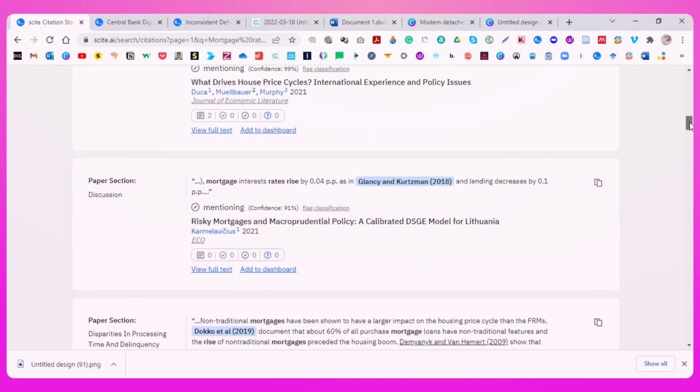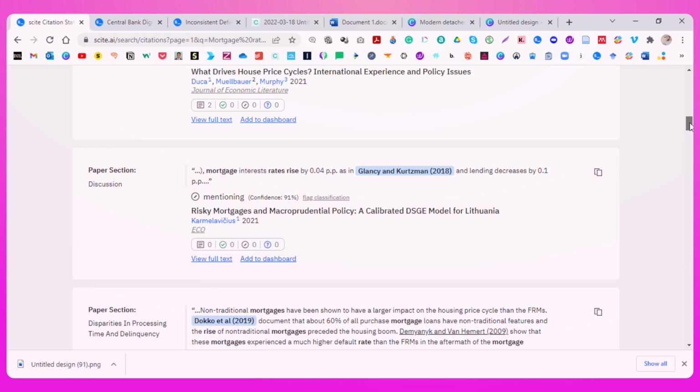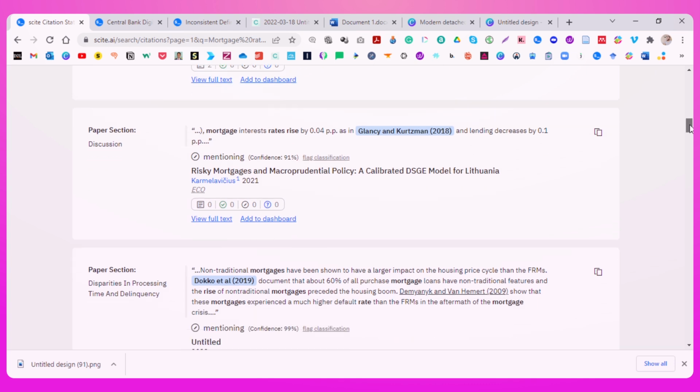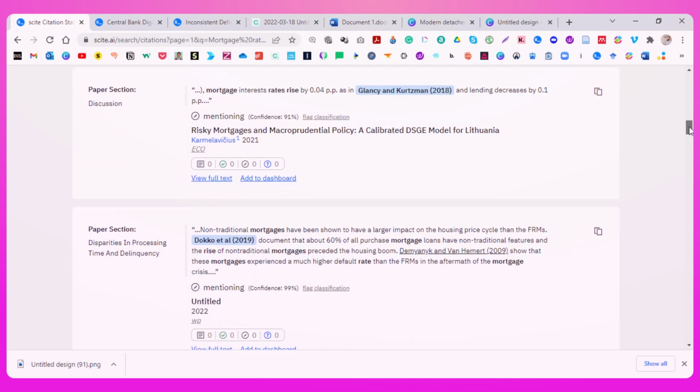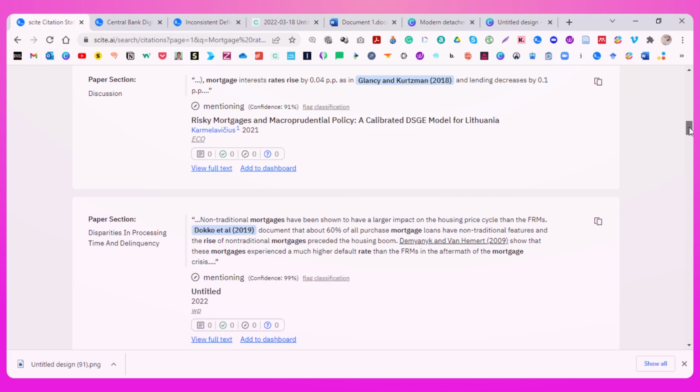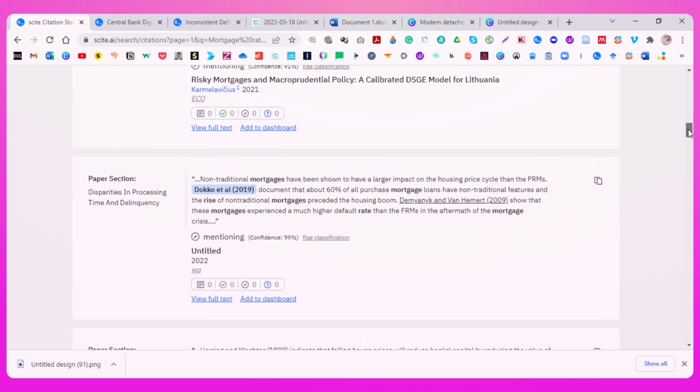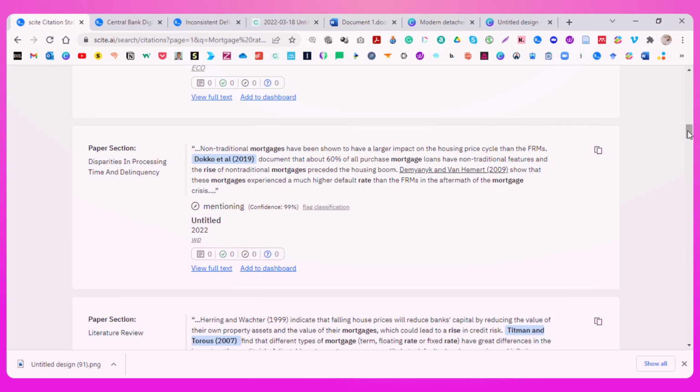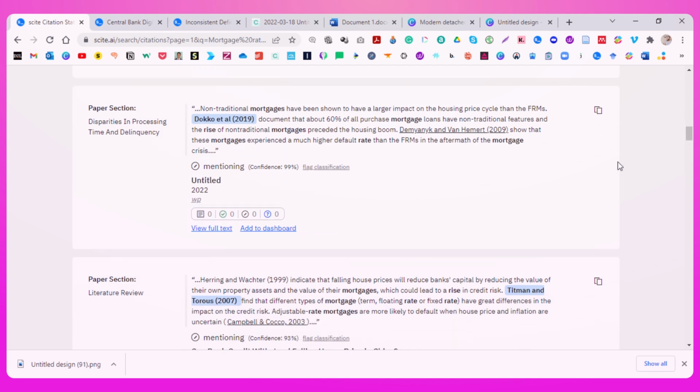Mortgage interest rates increase by 0.04. Study 2018. And lending decreases by 0.01. And we'll have to do a more in-depth look into that. Non-traditional mortgages have been shown to have a larger impact on the housing price cycle. Okay, let's take a look and continue to see if there's a rise.